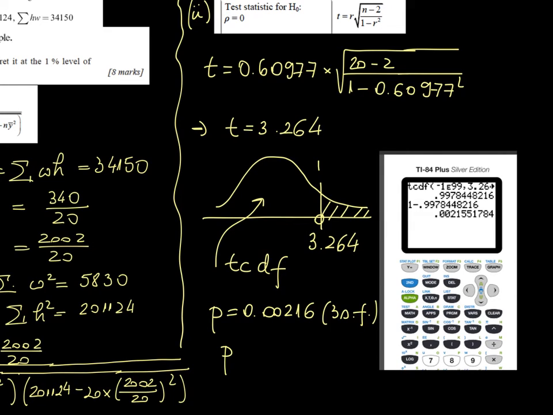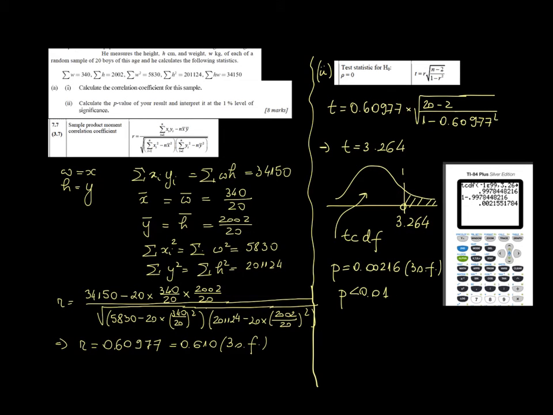The p-value is smaller than 1%. Therefore, there is a positive association between h and w. And here is all our work on question A. We are going to move now on to question B.